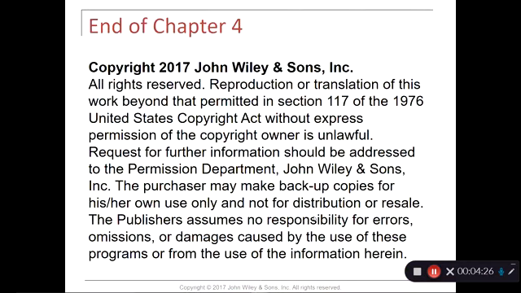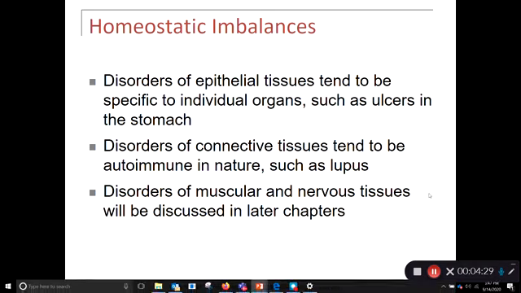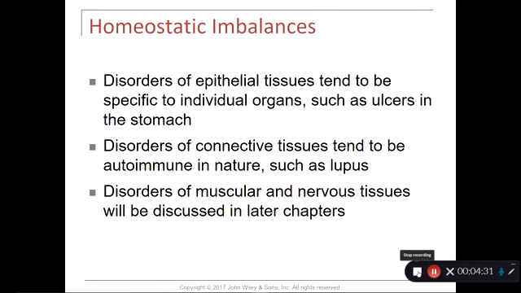So that is all that we are going to care about for the nervous tissue, as well as the end of this lecture.